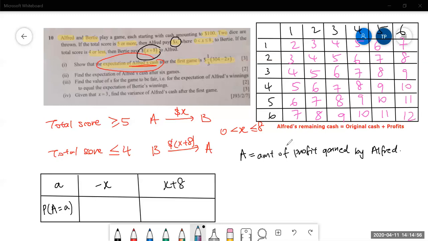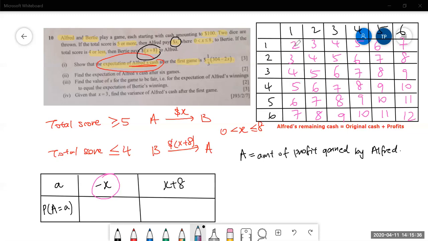Okay, so right now we want to find the probability of Alfred losing minus X dollars, which is from 5 or more. So we need to count how many numbers are there 5 or more, because each box over here is a probability of 1 over 36. Agree? Every box here is a probability of 1 over 36. So now we need to count how many boxes are 5 and above.